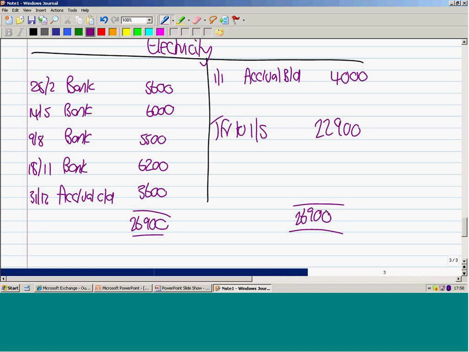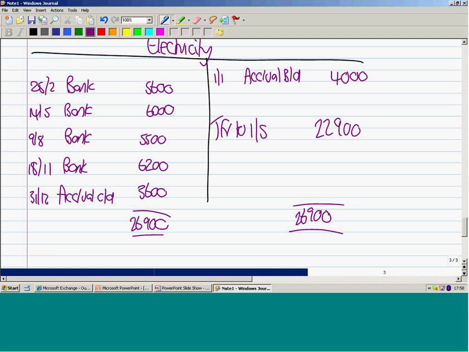Okay, so well done, absolutely everybody. I'm really, really excited that you've managed to get the 22,900, because with accruals brought down and carried down, sometimes students can get confused where it all belongs. So that little pro forma that I gave you on the previous slide is the key to being able to answer these types of questions.